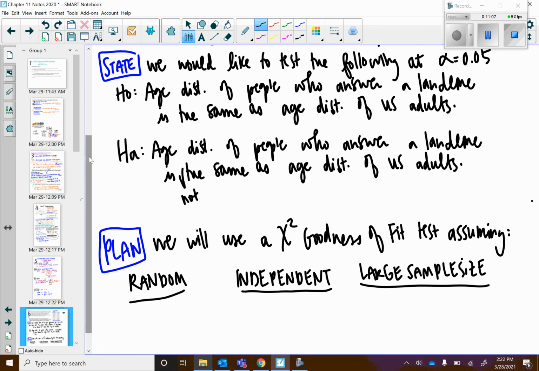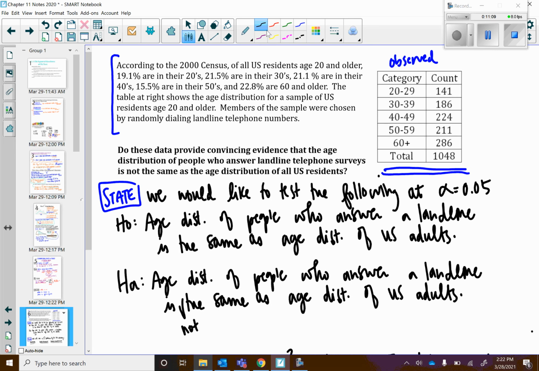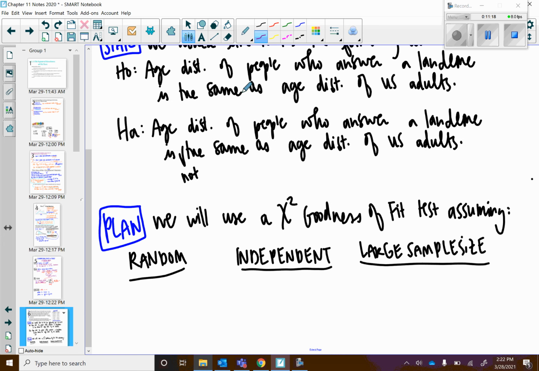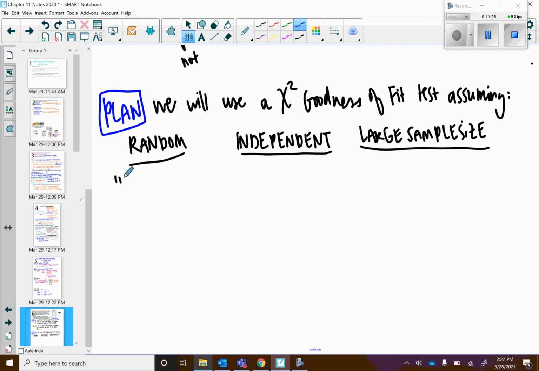Random, let's go back up, just double check. Members of the sample were chosen by randomly dialing landline telephone numbers. All right. So I'm going to add that here. Randomly dialing.